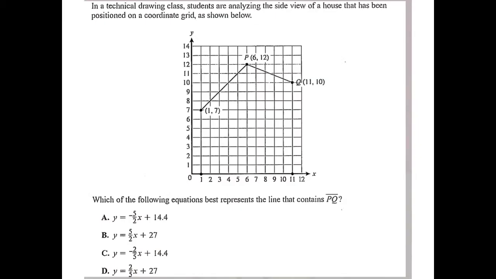Alright, so look at this problem. Students analyzed the side view of a house that is positioned on a coordinate grid as shown below. Which of the following best represents the line that contains the point PQ? So it's here.